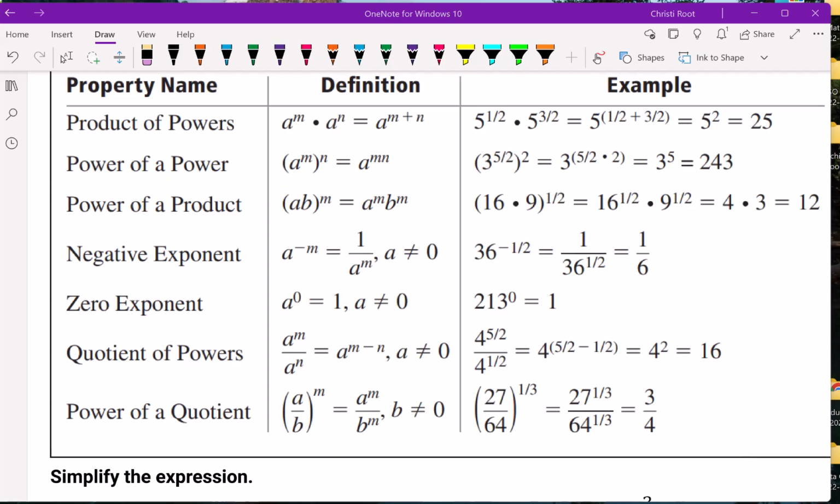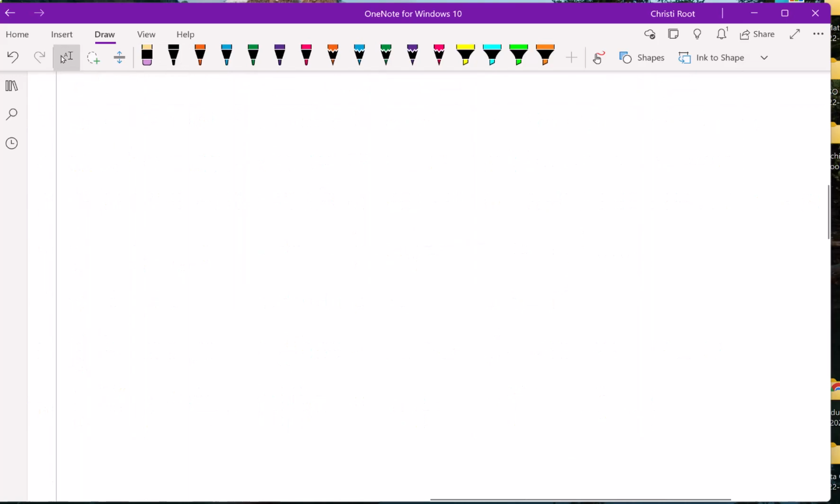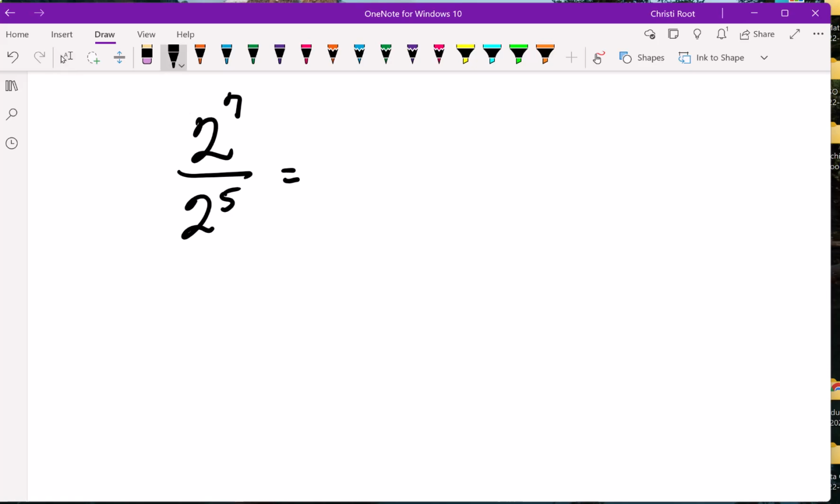So the next one I want to talk about is a little bit further down. It's called quotient of powers, and that's as if you had like 2 to the power of 7 over 2 to the power of 5. Well, sometimes people say, well, 2 divided by 2 is 1. You don't do that. You have to keep the same base. It'll be 2, but then it'll be 7 minus 5. So 7 minus 5 is 2. So it'll be 2 squared.